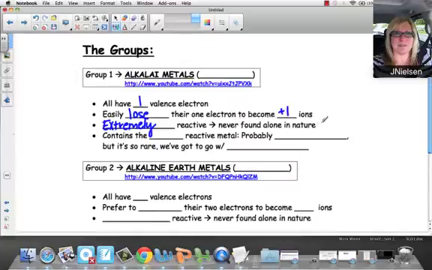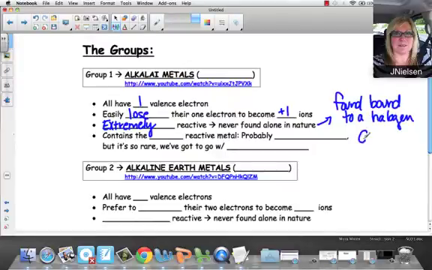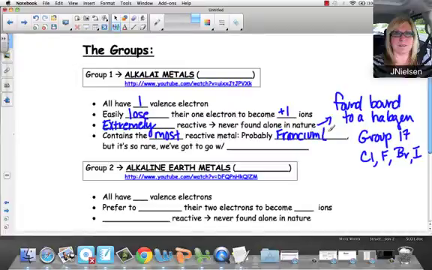They're never found alone in nature. So what that means is that they are usually found bound to a halogen, which is group 17. So normally we find them bonded to either maybe chlorine, fluorine, bromine, or iodine. Group 1 contains the most reactive metal, which is probably francium, which is Fr, but it's so rare we also have to go with cesium.